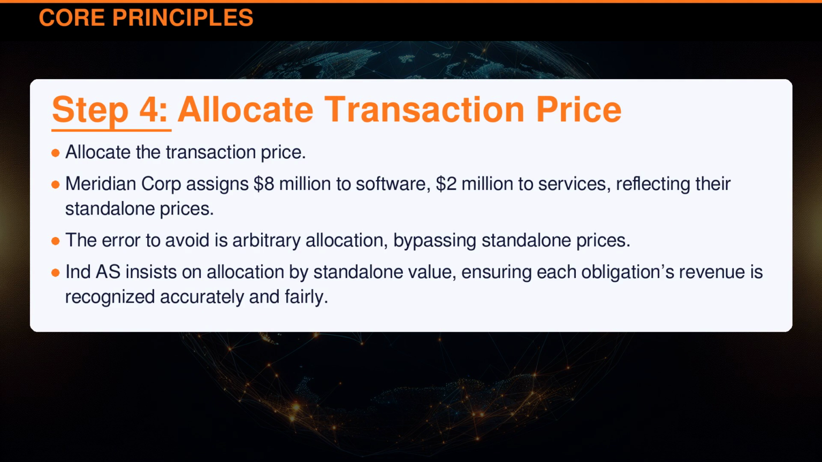Allocate the transaction price. Meridian Corporation assigns $8 million to software, $2 million to services, reflecting their standalone prices. The error to avoid is arbitrary allocation, bypassing standalone prices. Indian Accounting Standard insists on allocation by standalone value, ensuring each obligation's revenue is recognized accurately and fairly.